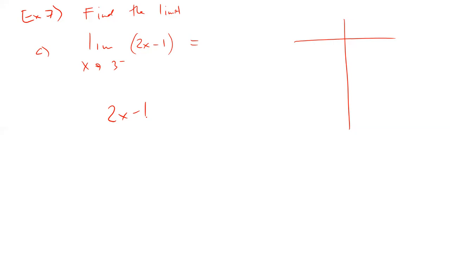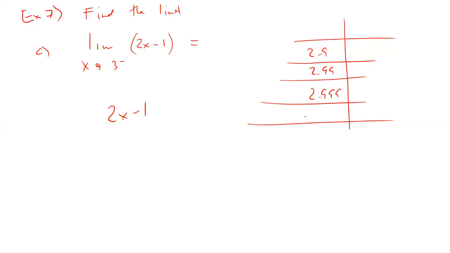Now the bad part is with the table function, you can't make it like this, because this is what we look at with limits. It's 0.1, 0.01, or in this case, since we're going to 3, it'll be 2.9, 2.99, 2.999, and so on and so forth, because that's the limit.